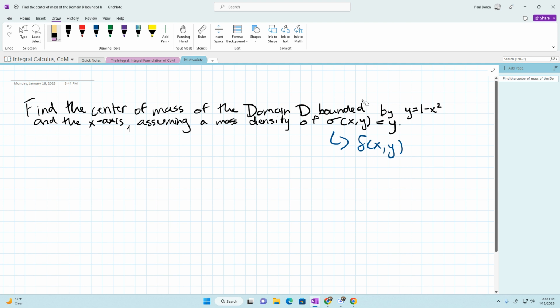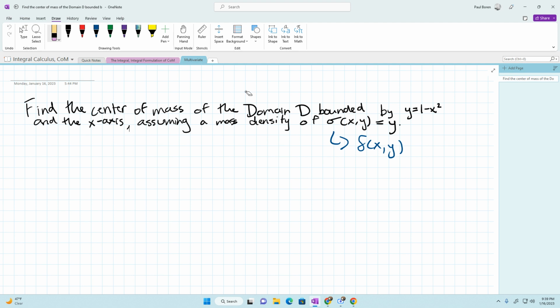So we're trying to trace out some sort of domain or shape, and these are our two constraints for that shape. We have an upper bound of y equals 1 minus x squared, and the lower bound of our shape is just the x-axis. And we're going to assume that this domain has a mass density of sigma equals y.